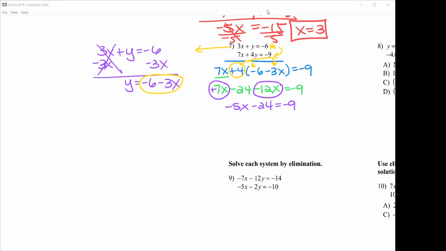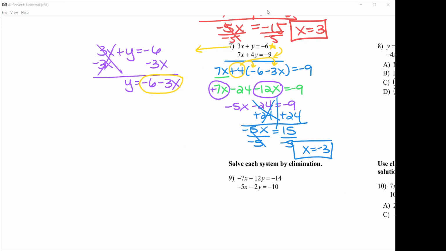I feel like I'm doing something wrong here. Oh, no, I'm not. Okay, so then I'm going to add 24 to both sides. So I have -5x equals 15. And when I divide both sides by -5, I get x equals -3.